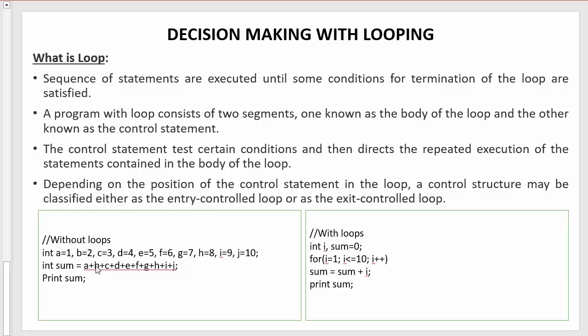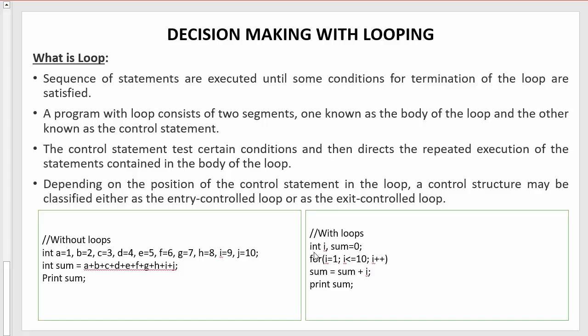Okay, so when you have this situation where you are performing the same kind of activity again and again, then instead of doing this manually, you can use loops. On the left side example, I have tried to add these 10 variables without using loops, whereas on the right side I have done the same solution, but the approach is different. Here on the right side also I am making the sum of 10 numbers from 1 to 10, but here I am using the concept of for loop.